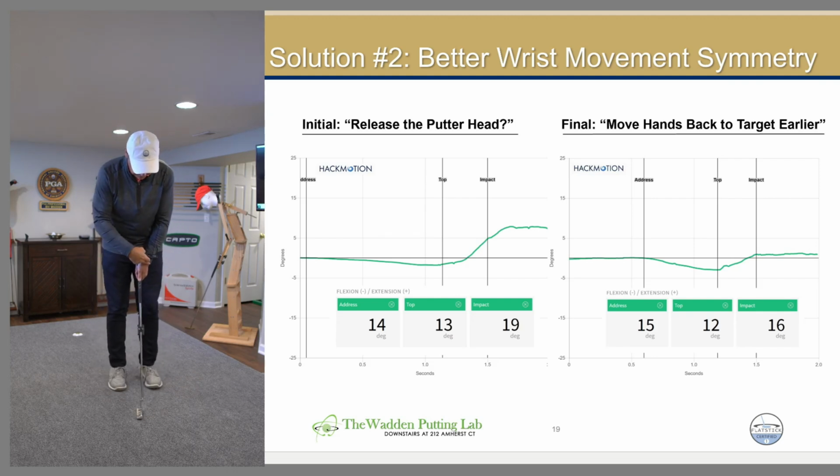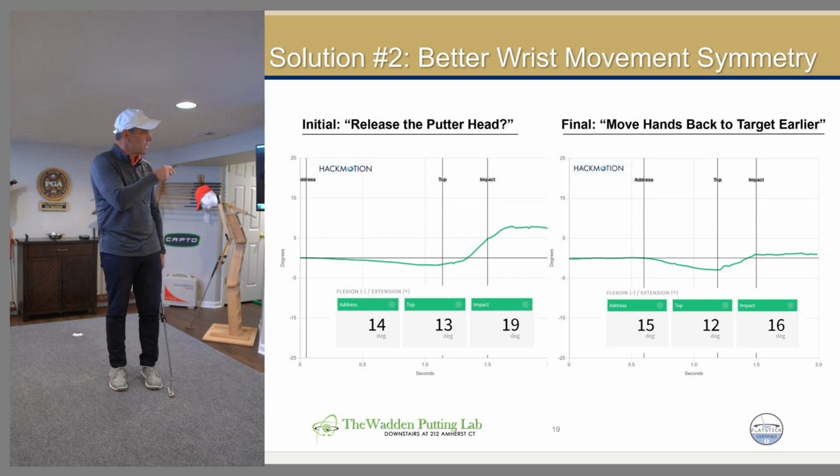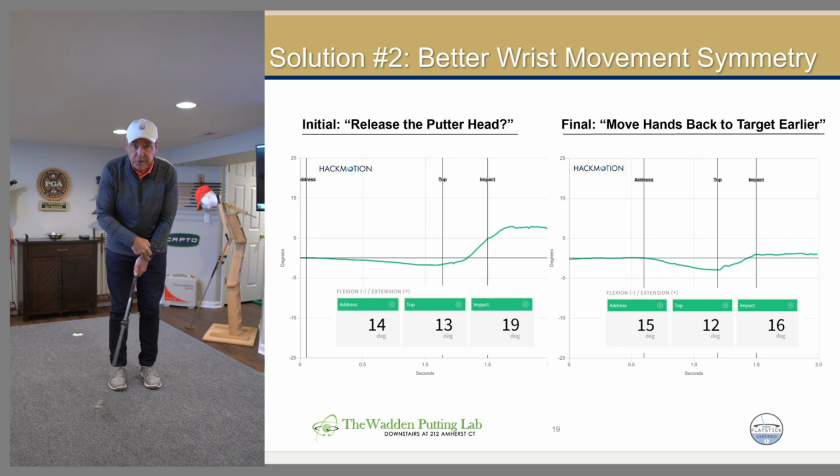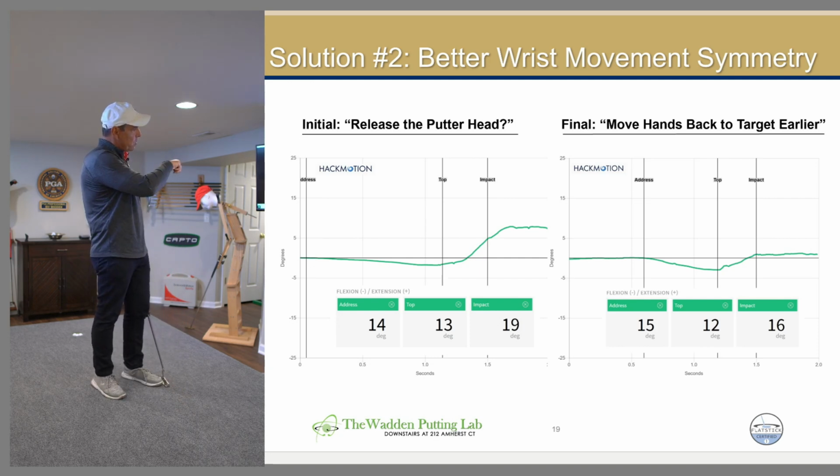He ended up with 3 degrees of extension loss on his backswing and 4 degrees of extension gain on his follow through. And I typically see this out of successful good putters, where there's really a 1 degree net extension gain pre-impact. So this went from unorthodox to very orthodox.